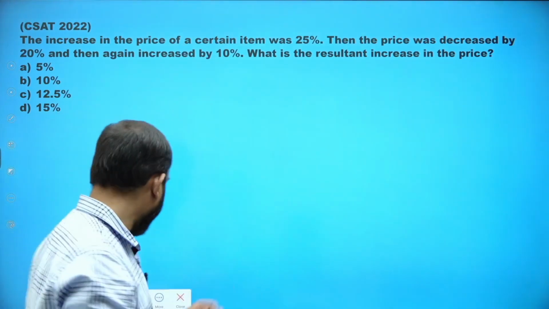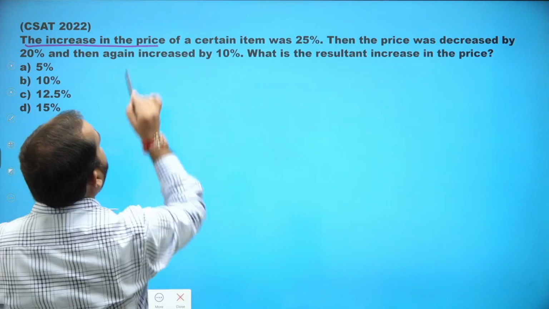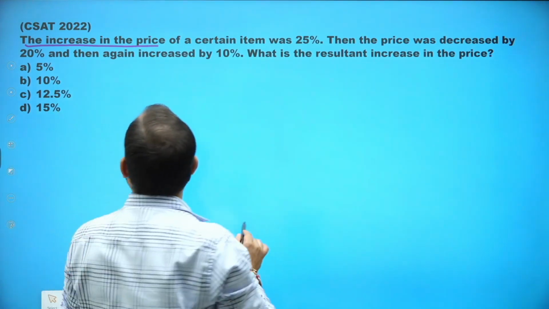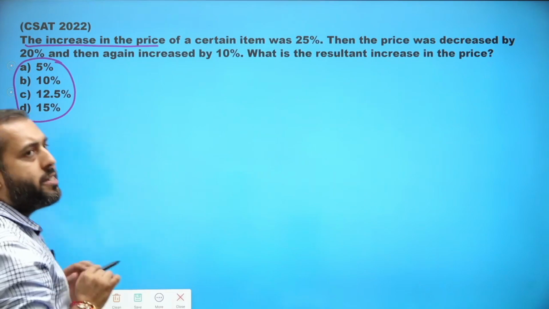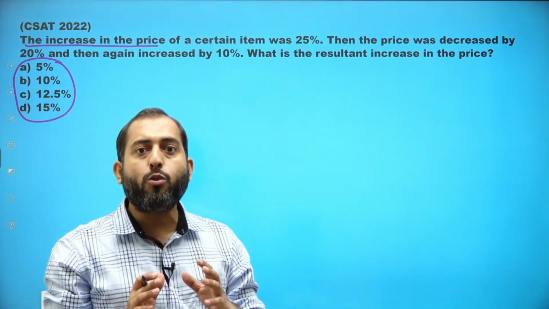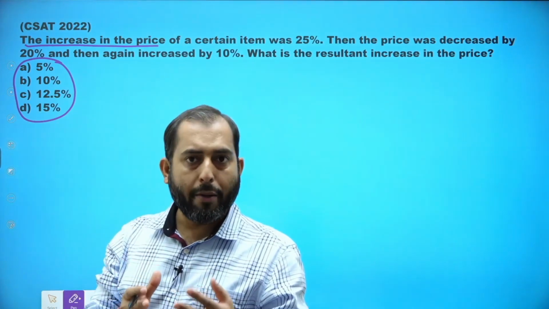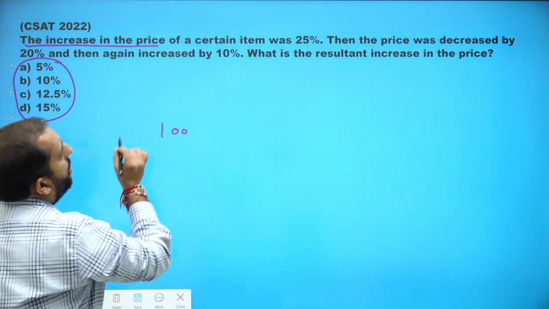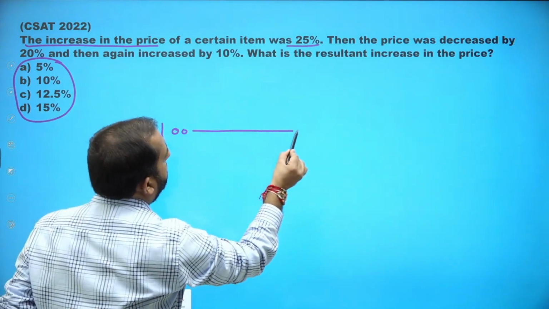So try to understand. Do you know what was the price of that article in the beginning? We do not know. And in the end also, we are looking for change in terms of percentages only. So we can solve this question through assumption. We do not know the price of the article in the beginning, so let's say the price of the article in the beginning was 100. Now it is given that it is increased by 25%.